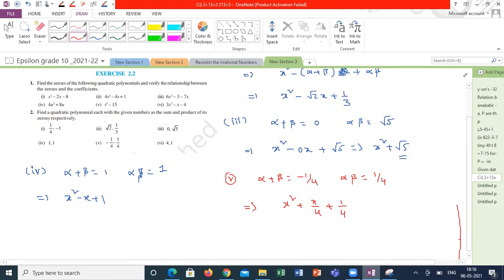Sir, x square minus 4x plus 1. Last question: alpha plus beta is equal to 4, alpha beta is equal to 1. So x square minus 4x plus 1. Simple. This is a little bit straight. Better to write this step in every question in the examination.